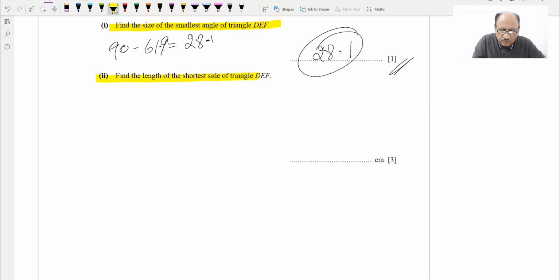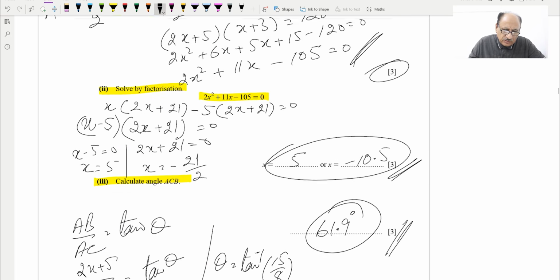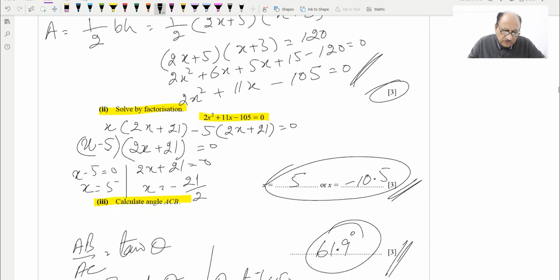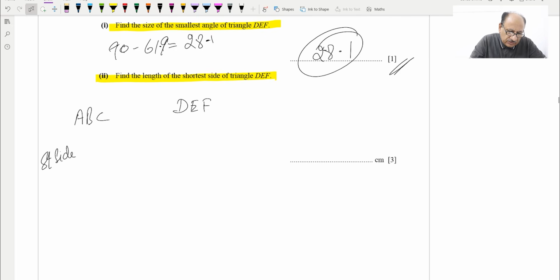Then find the length of the shortest side of triangle DEF. Shortest side is required basically. So we have triangle ABC and DEF. If we check the shortest side of ABC, what is it? It is this one, which is 8. So this side is 8, so we can write this side as 8, and we require this side.